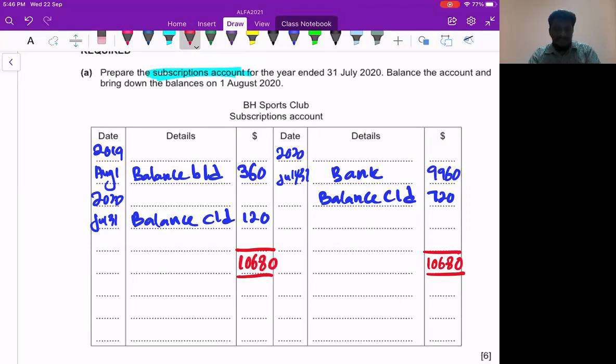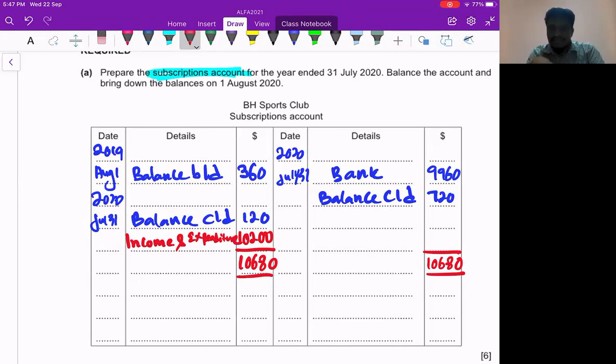10,680 minus 120 minus 360, I get 10,200. Right here, 10,200. This 10,200 will go to income and expenditure. You must write full income and expenditure.